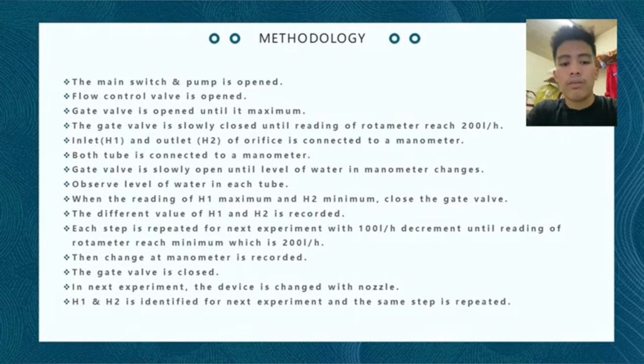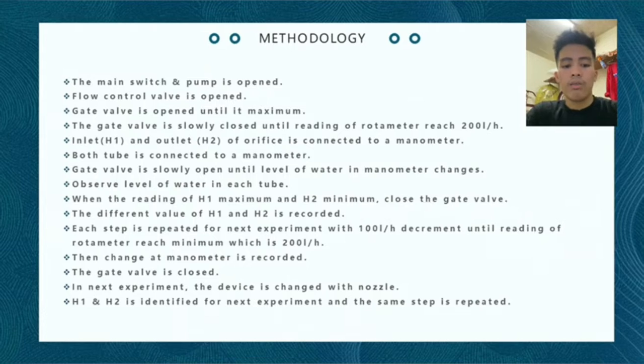The gate valve is slowly opened until the level of water in the manometer changes, and then observe the level of water in each tube. The next step is the gate valve is slowly closed when the reading H1 reaches maximum and H2 minimum. Then the step is repeated for the next experiment with a 100 decrement until the rotameter reaches the minimum, which is 200 LH. The change in the manometer tube is recorded for our data.